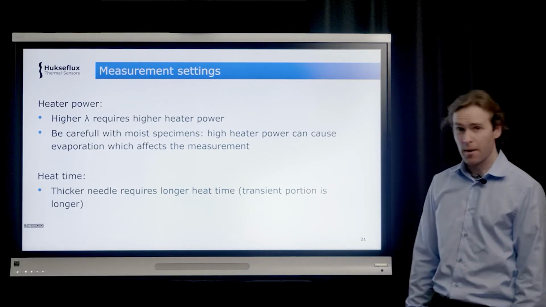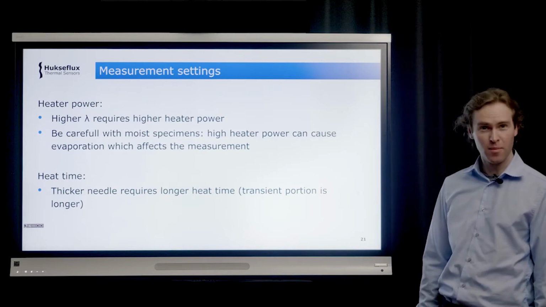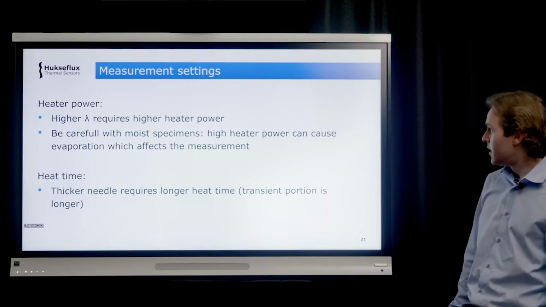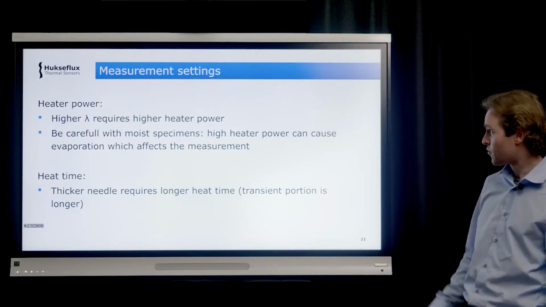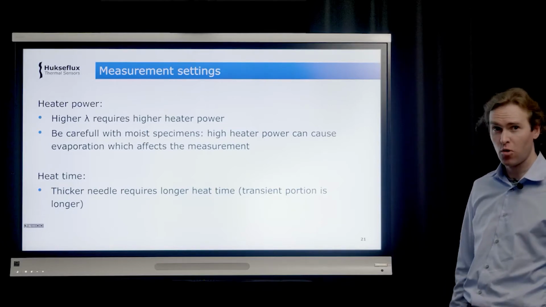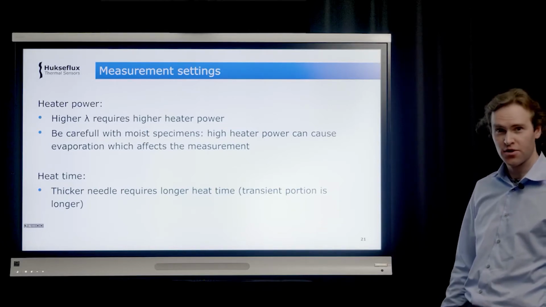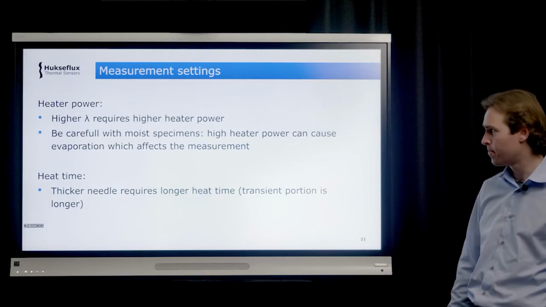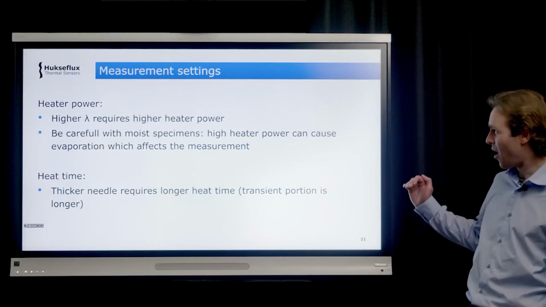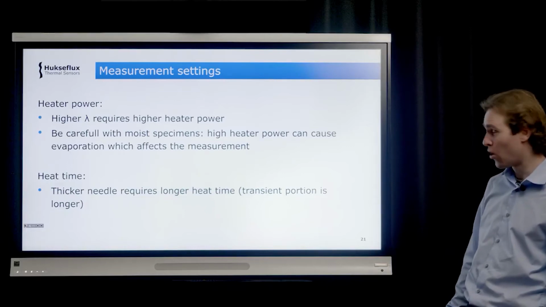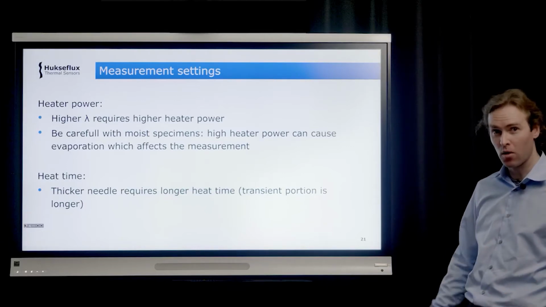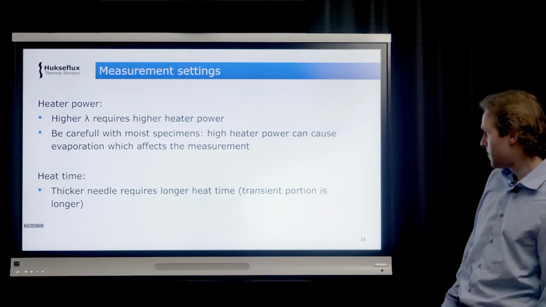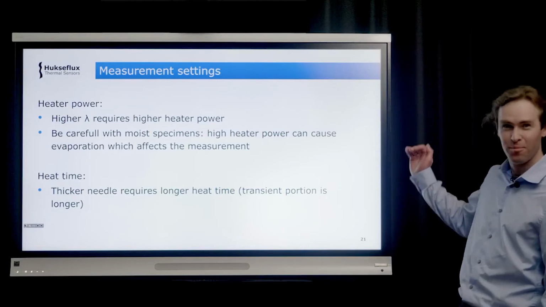Okay, so then about the measurement settings. So there are basically only two measurement settings that you have to set as a user, and that is the heater power and the heat time. So regarding the heater power, the larger the thermal conductivity, the smaller the temperature increase. So to get a decent signal, if you have a higher thermal conductivity, you need to apply more heater power. There is a drawback. If you have moist samples, then using too much heater power can cause evaporation, and that creates a bias in the measured thermal conductivity value. So use enough, but not too much.